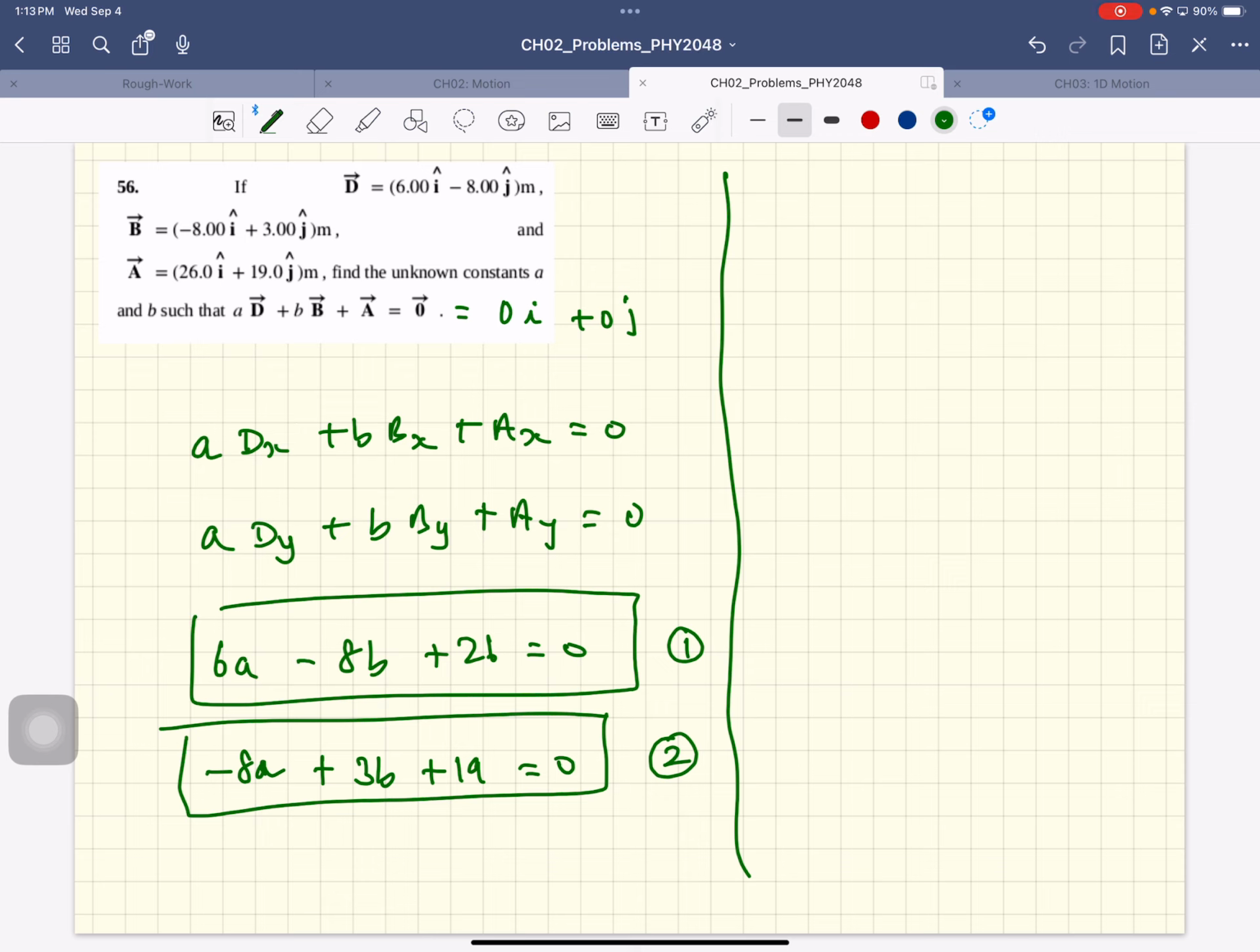So 1 prime, I'm going to multiply this equation by 4. So 24a minus 32b, and I'm going to bring this to the other side. 4 times that is 104. Okay, so minus 104. We'll call that equation 1 prime.